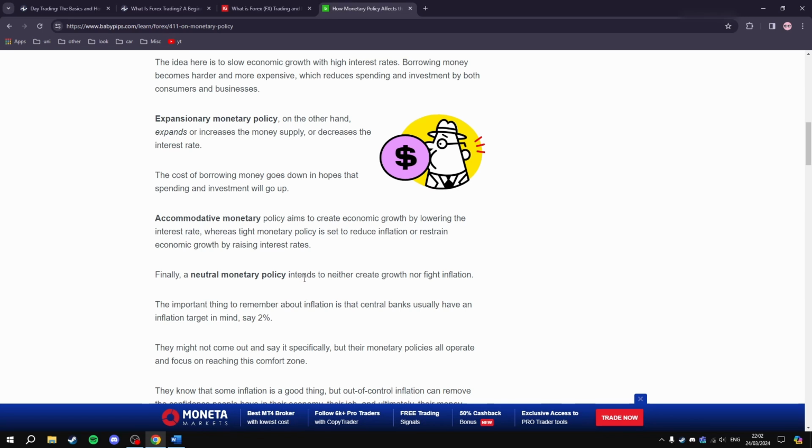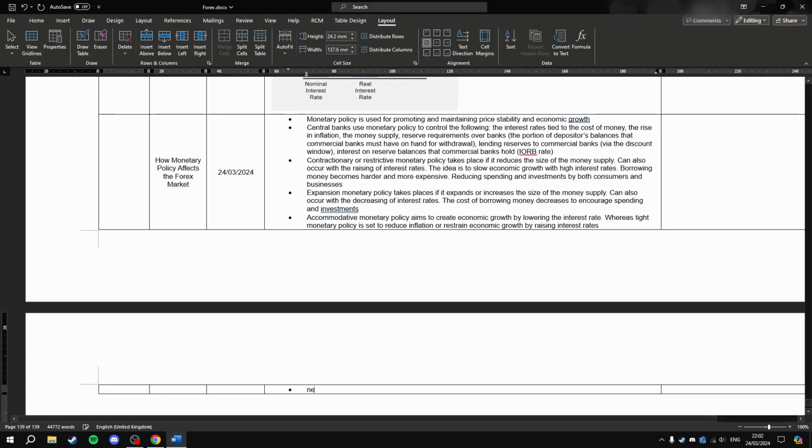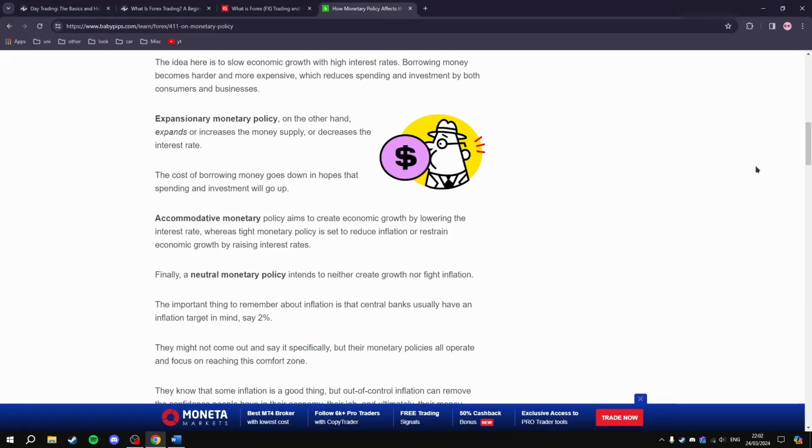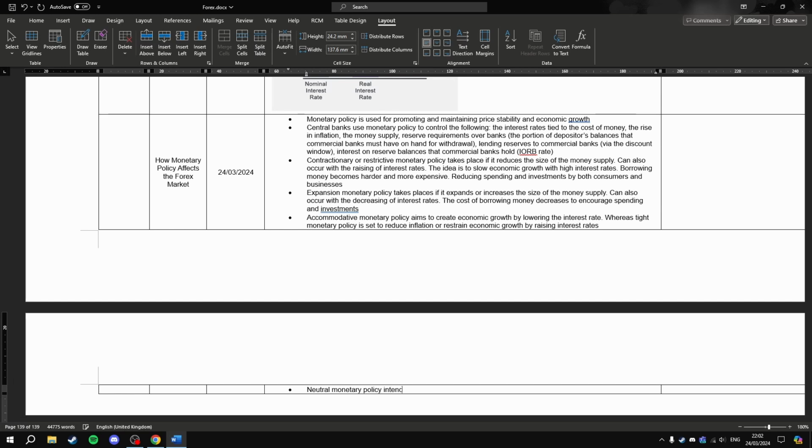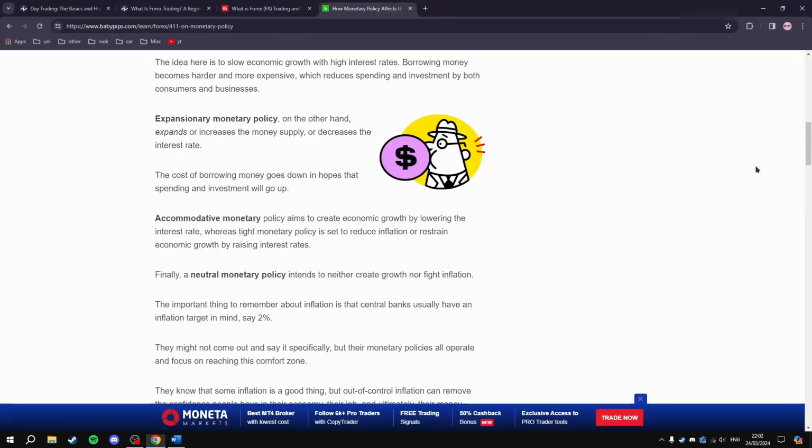Finally, a neutral monetary policy tends to neither create growth nor fight inflation.